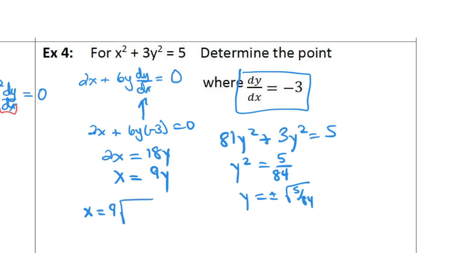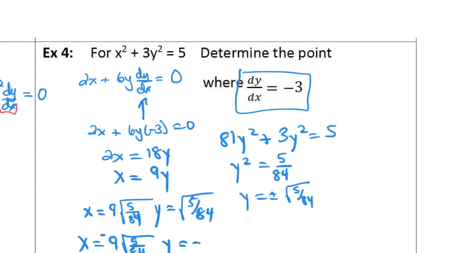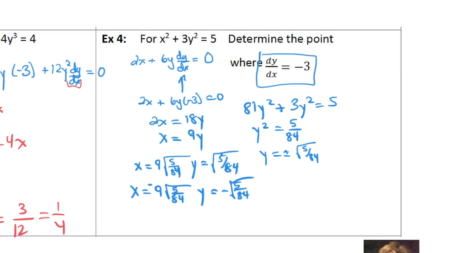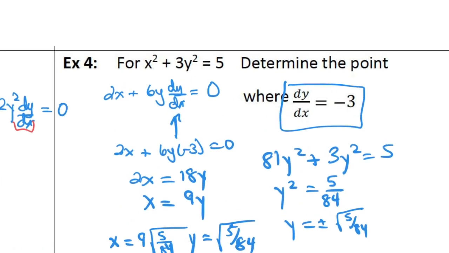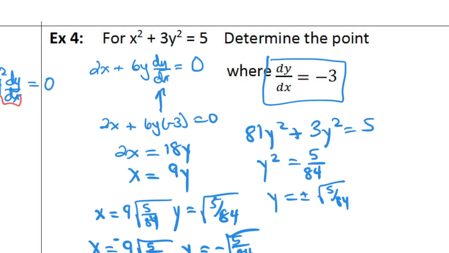x equals 9 times the square root of 5 over 84, when y equals the square root of 5 over 84, sorry, that's a 4, and x equals 9 times the negative square root 5 over 84, when y equals negative square root 5 over 84. Okay, guys, so you now know the 2 points where this equation has a slope of negative 3.